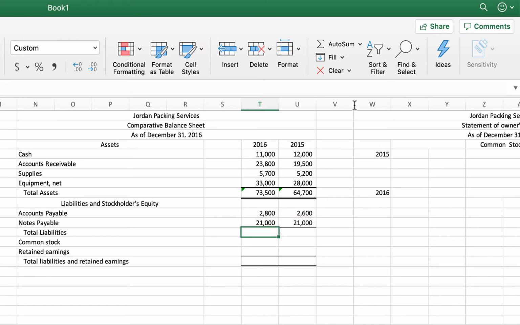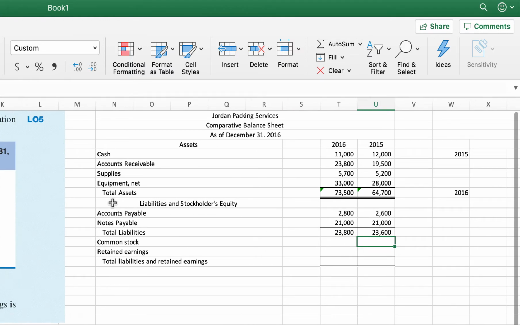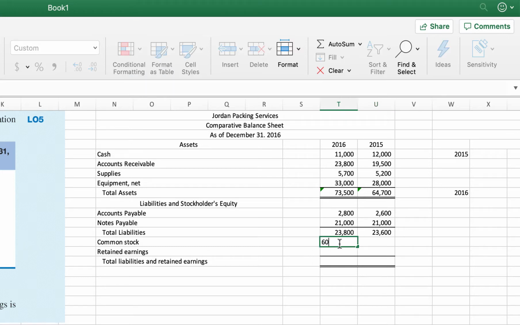And I'm going to calculate what are my total liabilities. So if I click auto sum, I see my total liabilities are 23,800 for 2016. 2015, they're 23,600. Okay. Now I need to figure out what's my common stock. Well, common stock is $6,000 each for each year. So I'm going to plug those in. 6,000, 6,000. Okay. So now I can figure out what my retained earnings are.